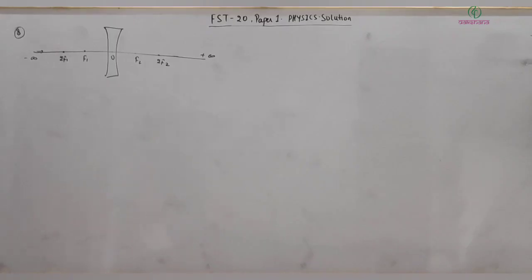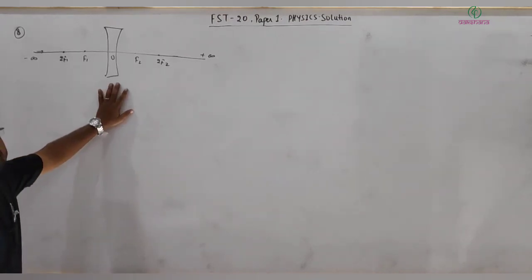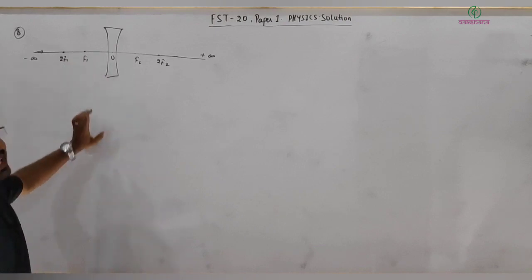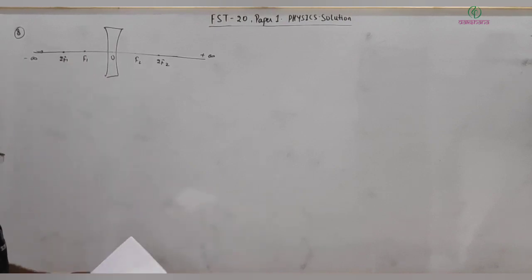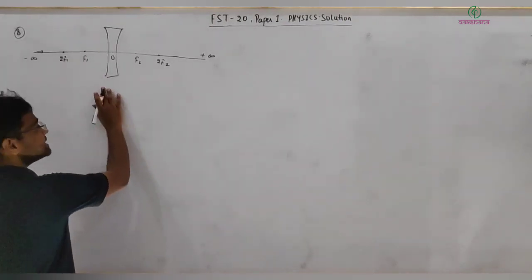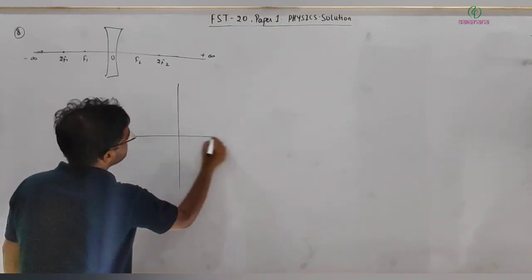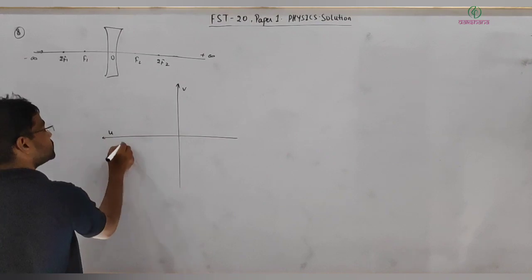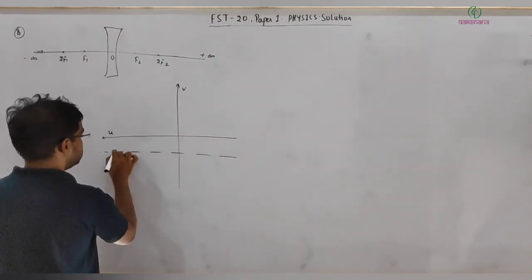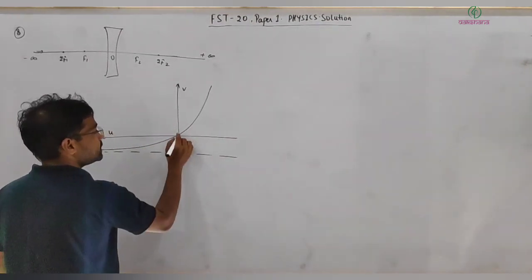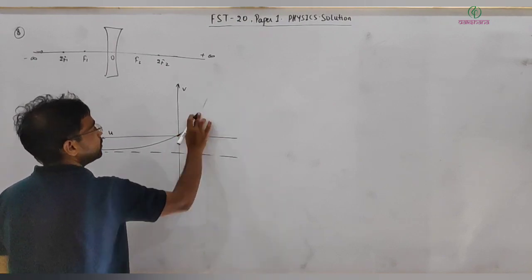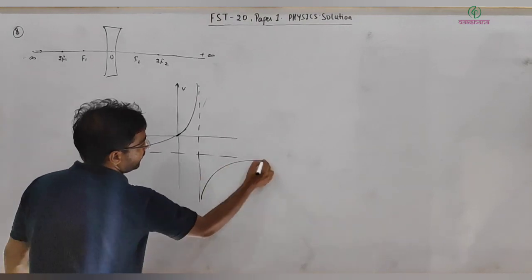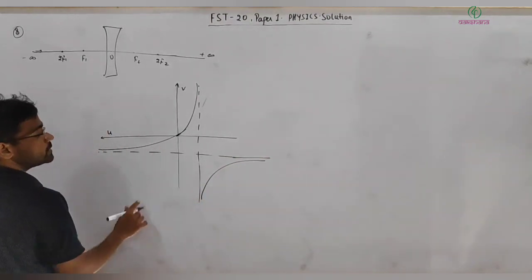Okay, see next, problem number 8. Here one diverging lens is given and one object is moving from minus infinity to O, and it's talking about the image formation in different situations. To answer this type of problem, it's best to remember its V versus U graph. This graph actually looks like this. It's passing through V equal to U, and this is for this lens.